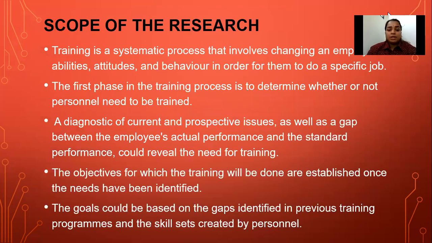Training is a systematic process that involves changing an employee's abilities, attitude, and behavior in order for them to do a specific job. The first phase in the training process is to determine whether or not personnel need to be trained. This denotes that current and prospective issues, as well as a gap between the employee's actual performance and the standard performance, could reveal the need for training.